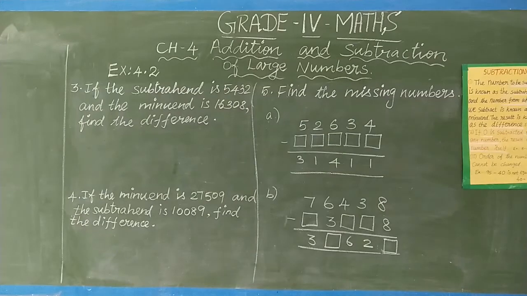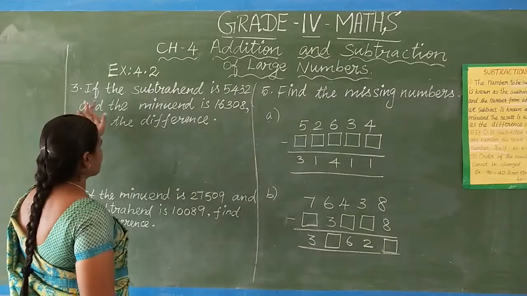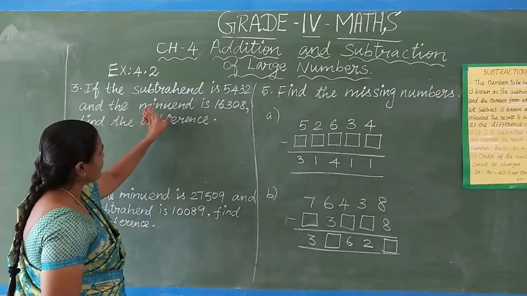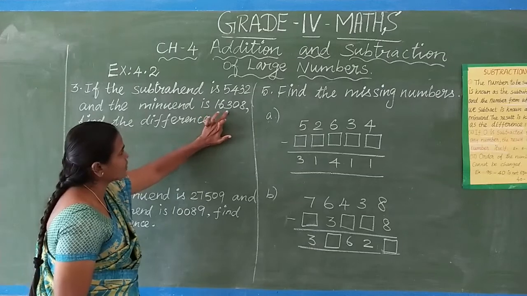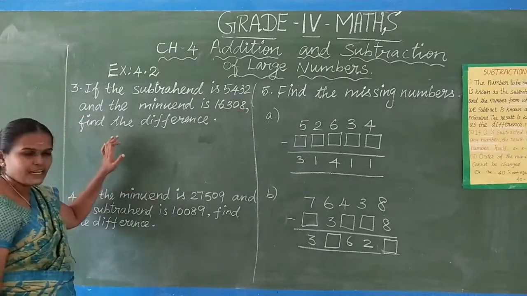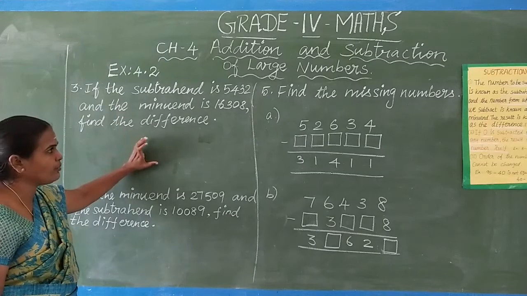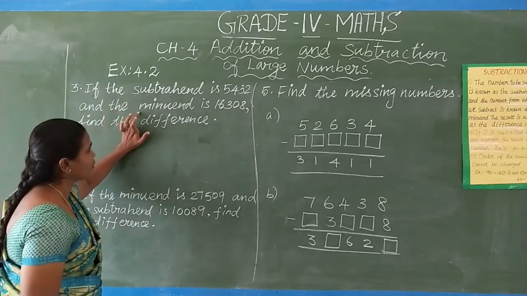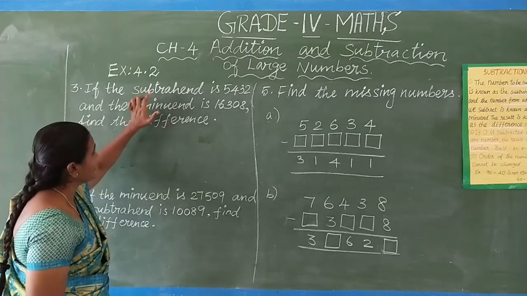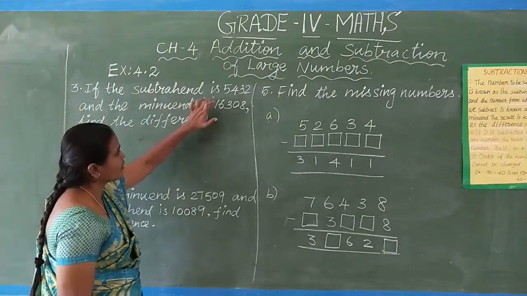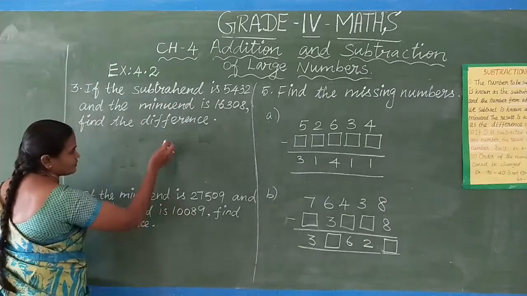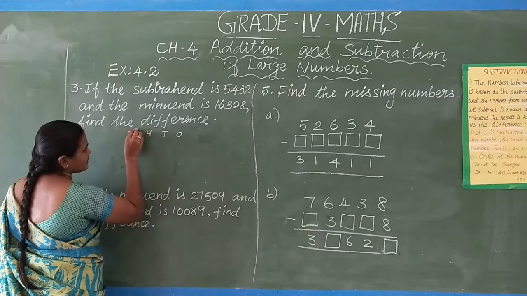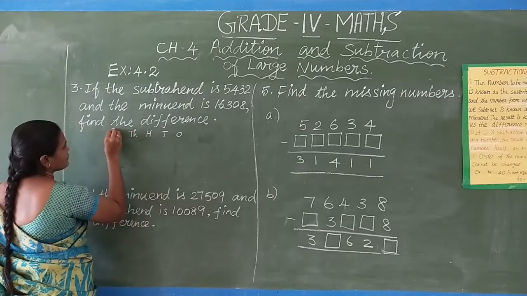Okay, now third one. If the subtrahend is 5432 and the minuend is 16308, find the difference. Okay, now you arrange the column and do the subtraction. So which one comes first? Subtrahend or minuend? Minuend is the first, then subtrahend is the second one. So big number minus small number. So write the places: ones, tens, hundreds, thousands, 10,000s.